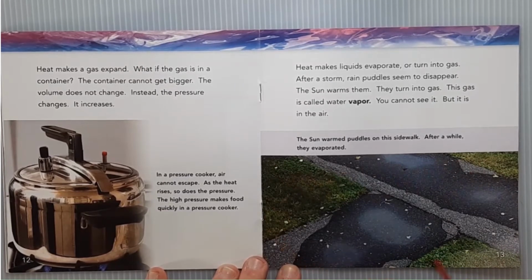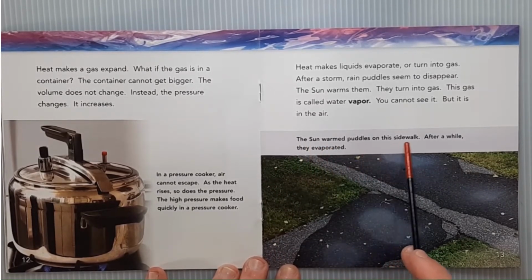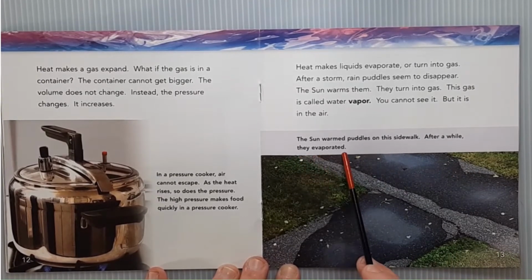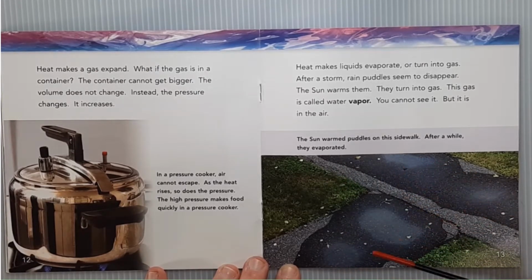Let's look at this picture here. What does this look like to you? The sun warmed puddles on this sidewalk. After a while, they evaporated. So this liquid turned into a gas because it warmed up.